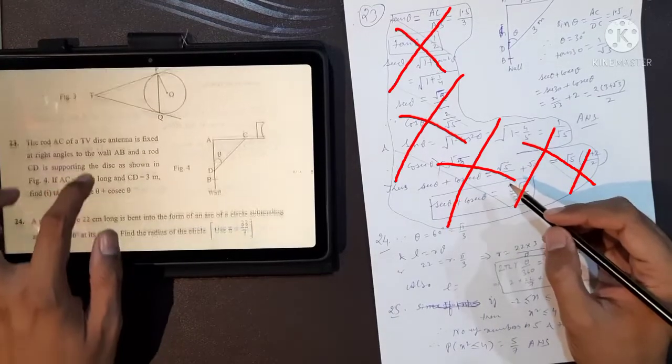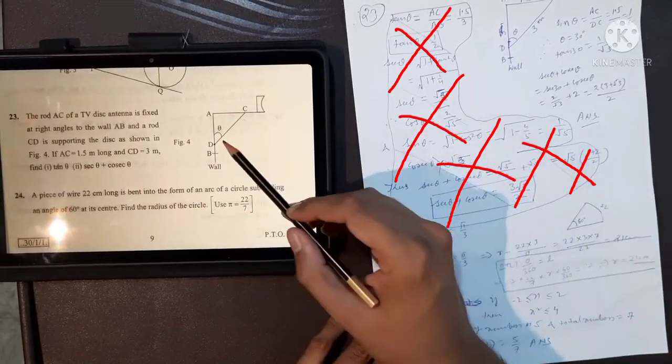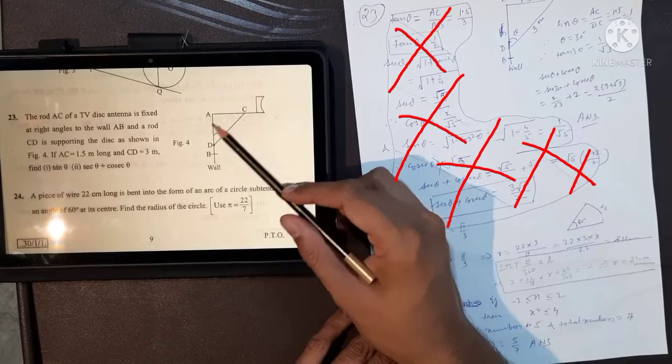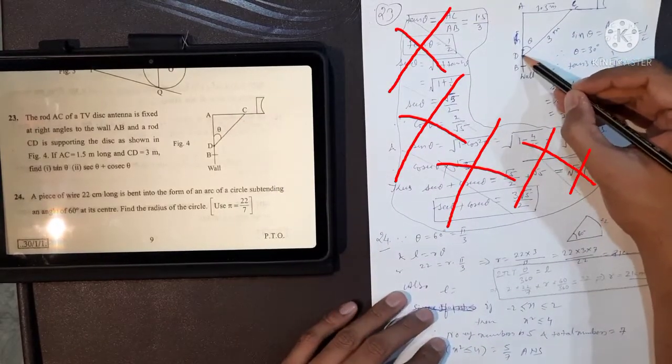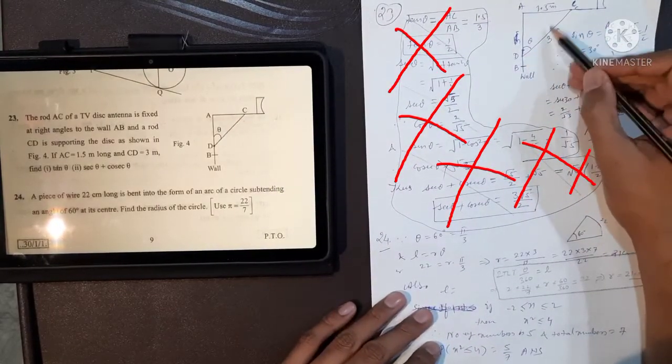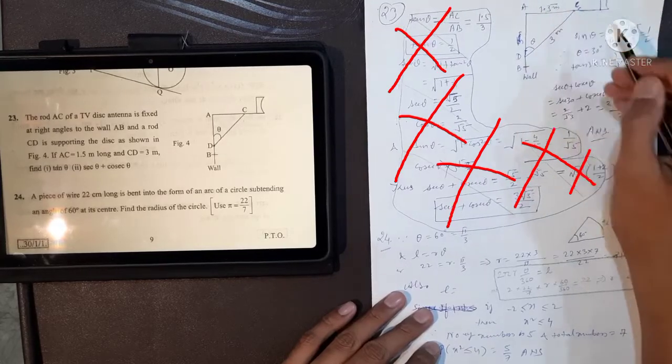We move on to question number 23. The figure for question number 23 is this. We have CD is equal to 3 meter and 1.5 meter is AC.